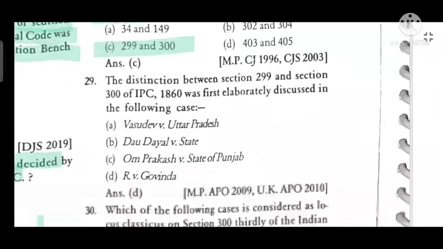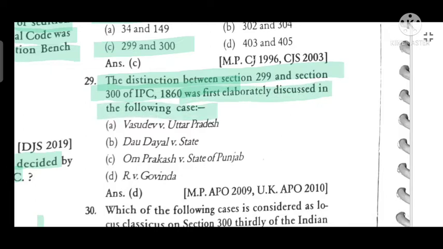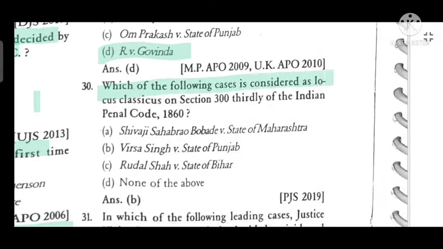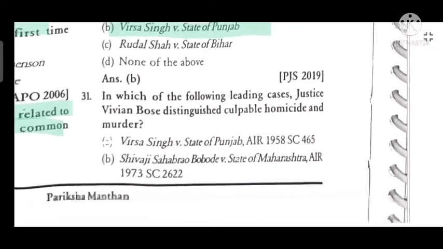In which case were the distinctions between the provisions of the following sections of IPC explained? Sections 299 and 300. The distinction between section 299 and section 300 of IPC was first elaborated and discussed in R versus Govinda. Which one of the following cases considered the locus classicus on section 300 thirdly of the Indian Penal Code? Virsa Singh versus State of Punjab.